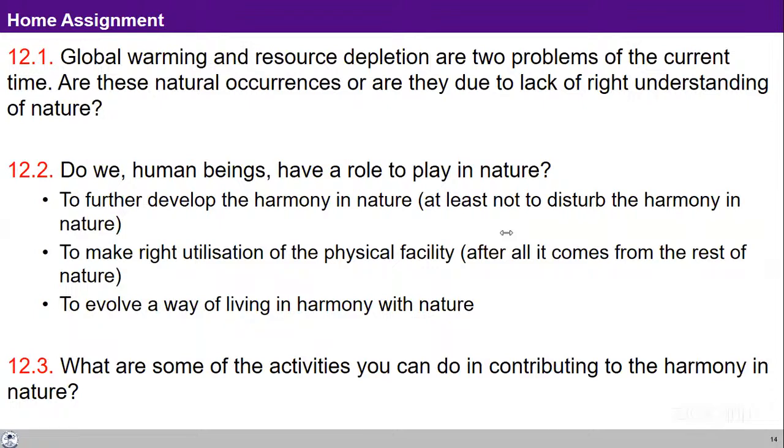Any suggestions, any comments? Yeah, that's the third question, 12.3. What are some of the activities you can do in contributing to the harmony of nature? We have many clubs in our campuses, a nature club. There are many activities we are planning and many programs we are conducting through our nature club. If you are able to share such experiences, that would be nice.